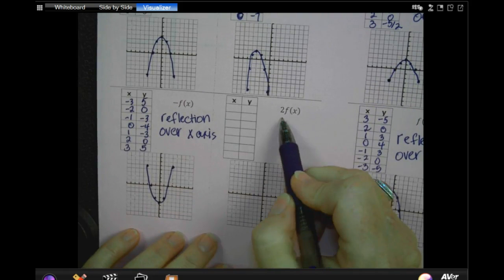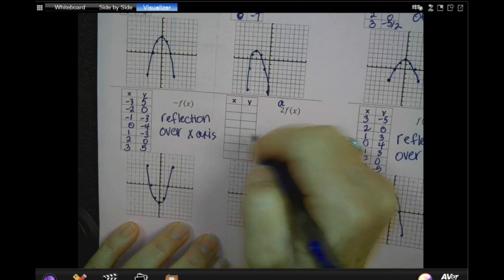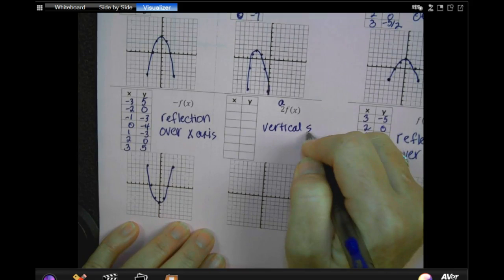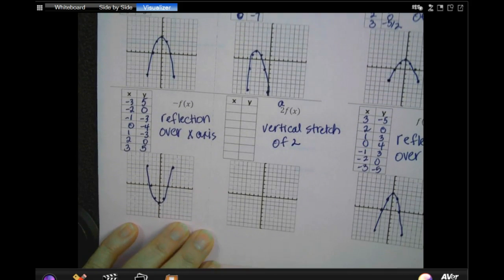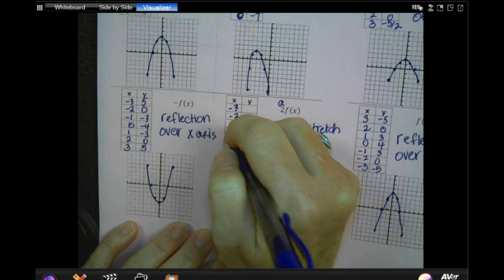All right. So the next one I want to do is this. This is my A value. It's greater than 1, so this is a vertical stretch of 2, which means I'm multiplying the Y column times 2. The X doesn't change.